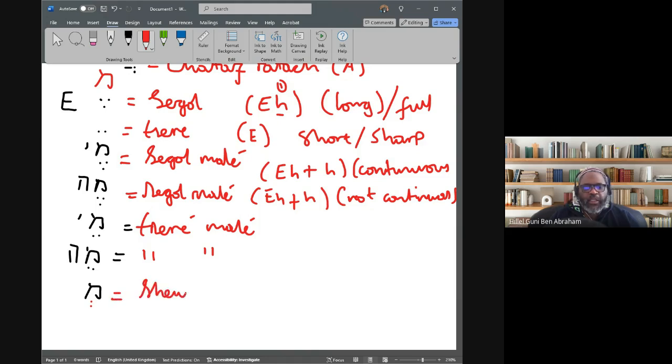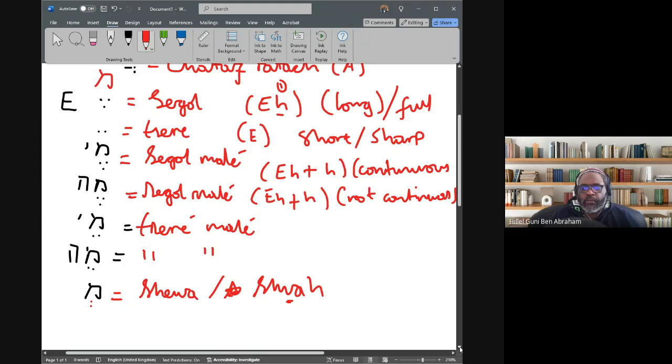it should be called a shewa or a shwa, but in modern Hebrew, which has a Germanic pronunciation, people say that this is shva. That's just a Germanic pronunciation of the W sound. In Hebrew, it's shewa or shwa.